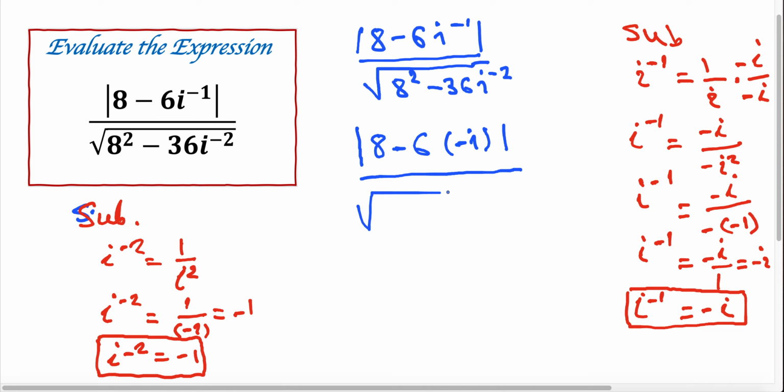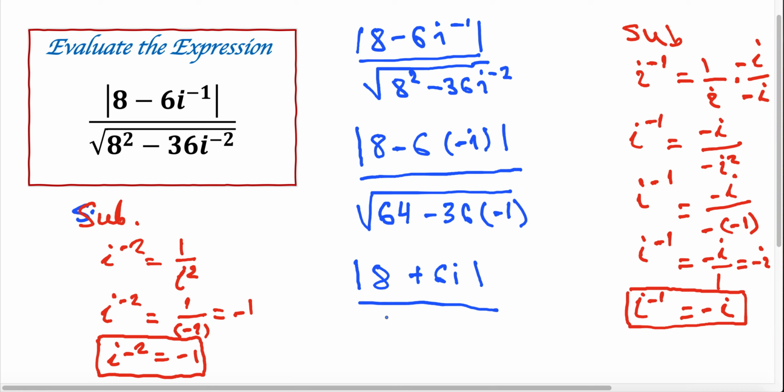And now we can write 8 squared. So let me write instead of 8 squared, 64, minus 36 in exponent, instead of i in exponent minus 2, I substituted by minus 1. And now we can continue here. Here is the absolute value of 8 minus negative times negative is a positive 6i. Everything here is divided by, and again in the denominator, here is 64, and negative times negative is a positive, and 36 times 1 is 36. So that's what we have.